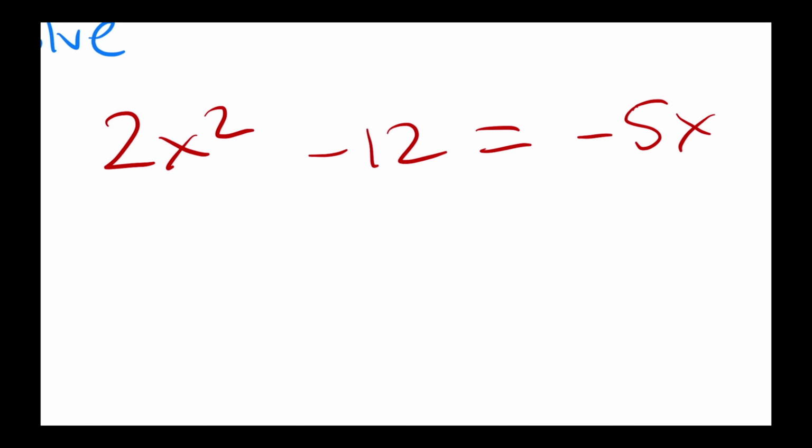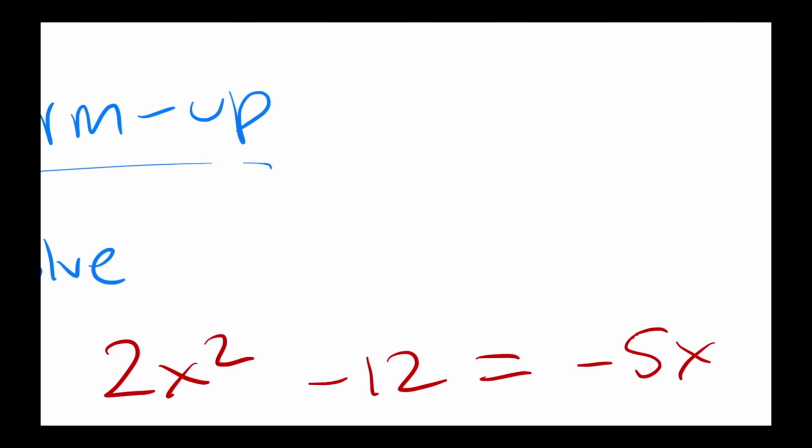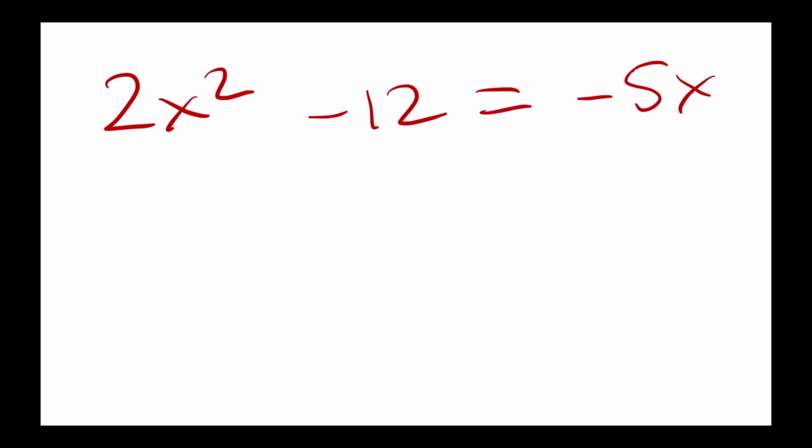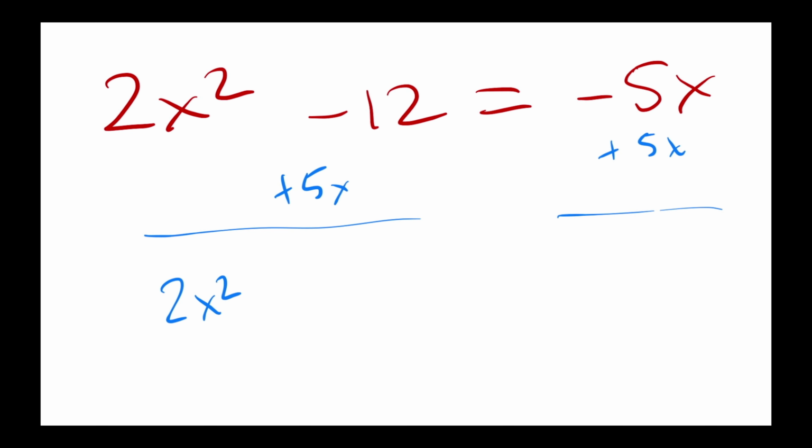Okay, so what do I have to do? Why do I have to move the negative 5x to the left side? Tell me why. Because that's correct. Someone said move negative 5x to the left, meaning I add 5x to both sides, and I get this, 2x squared. Also, always put it in descending order, right? 2x squared plus 5x minus 12 equals 0.